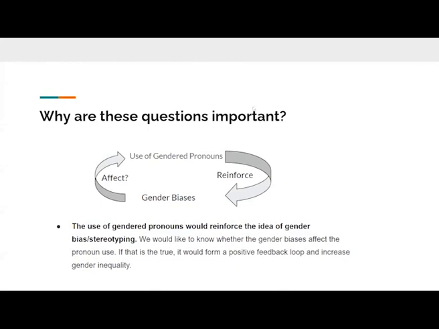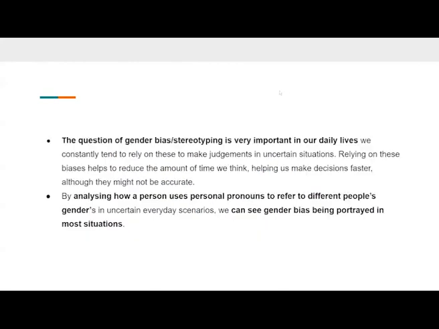So why should we care about these questions? Research showed that the use of gender pronouns like singular he and she could reinforce gender biases and gender roles. The question of gender bias is very important in our daily lives. We constantly tend to rely on these biases and schemas to make judgments in uncertain situations, which, although it can help us make decisions fast, may not be accurate all the time and can be detrimental.